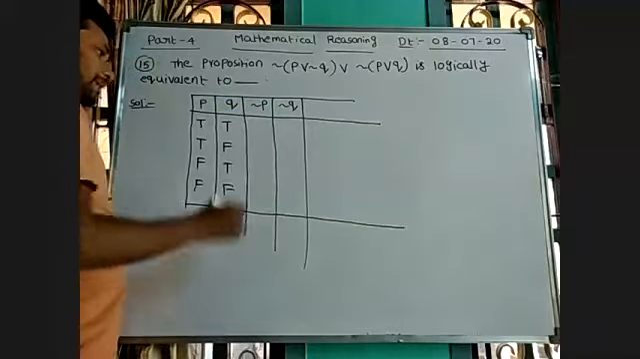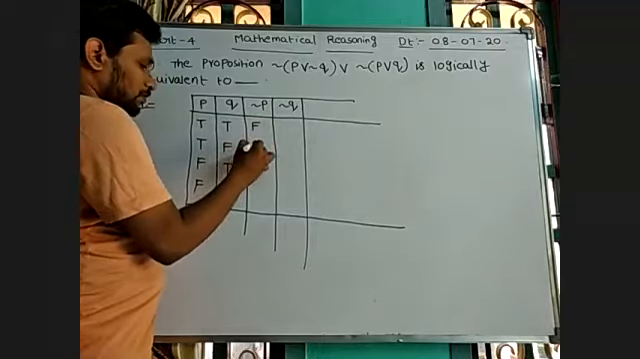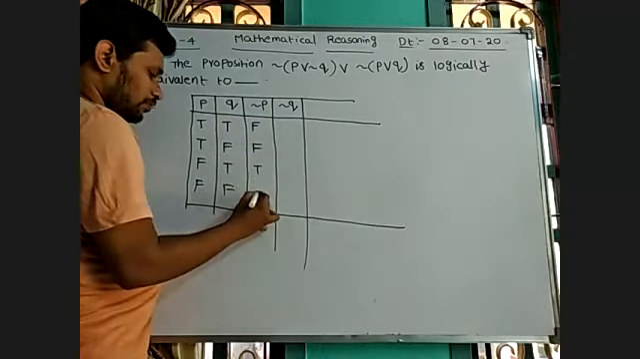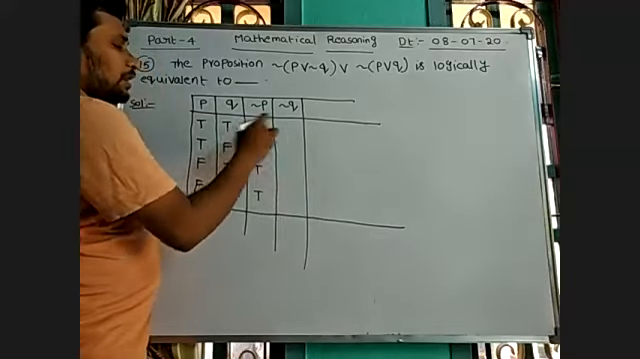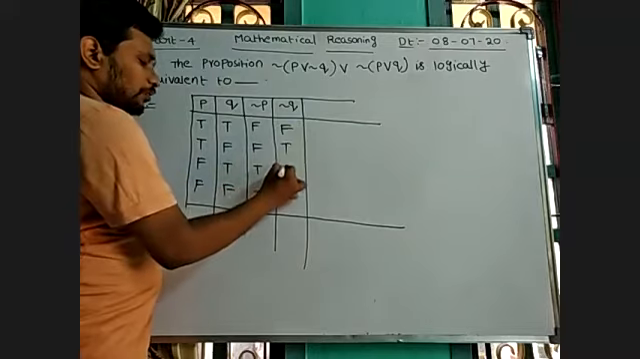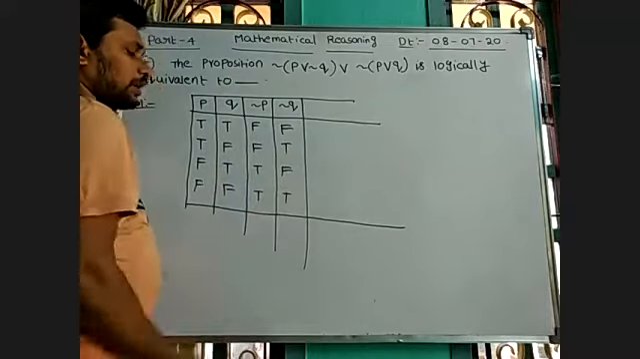Next, the negation of P: what do we take? False, false, true, true. For negation of Q: false, true, false, true.